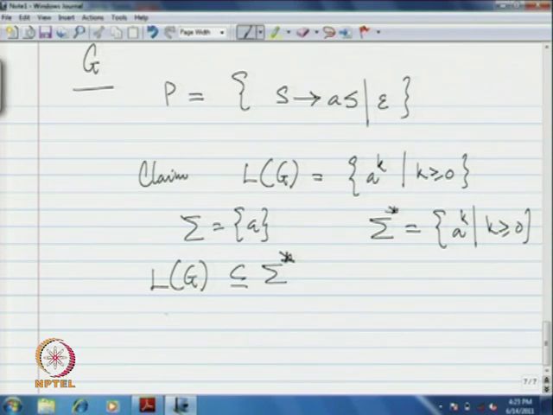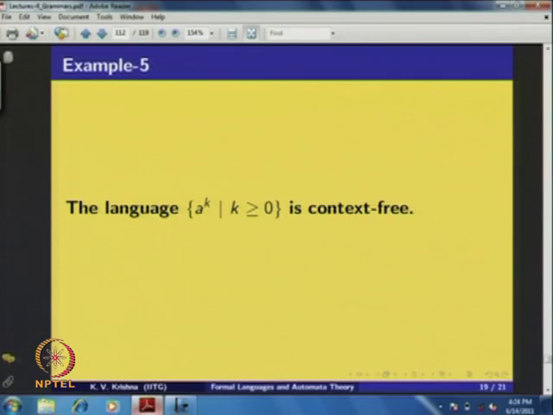Now, to show that any string of sigma star can be generated, we can look at the previous example and quickly understand that we have considered this by taking sigma to be the singleton a. Thus you understand that L of G is equal to sigma star. The point here is that we are treating sigma as the singleton a as a special case of the previous example. Thus you understand that a power k, k greater than or equal to 0, is context free, because if you consider sigma to be the singleton a, this is what sigma star is.